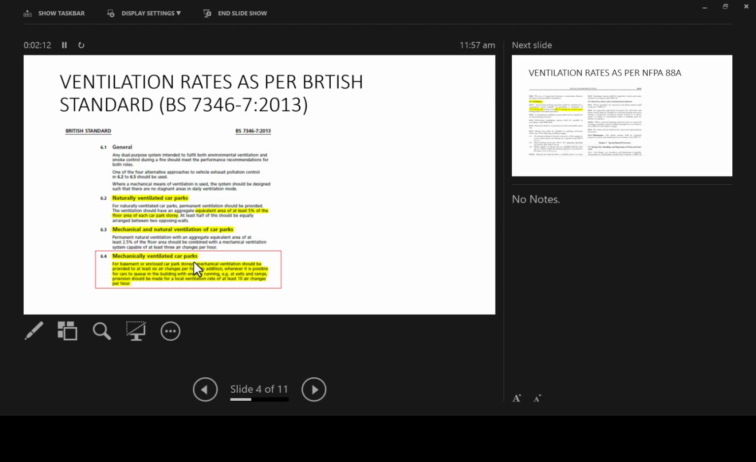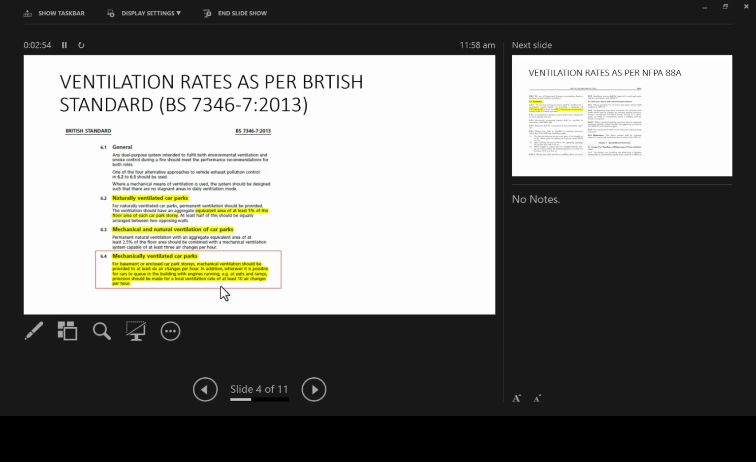The second method is air changes per hour. It is according to the British standard 7346-7:2013 edition, in which you can see at the end. I will share this presentation, you can read it thoroughly, so I will discuss it briefly. Here you can see the exit and ramps provision should be made for a local ventilation rate of at least 10 air changes per hour. You need at least 10 air changes per hour to ventilate the car park or the basement area where your parking areas are.